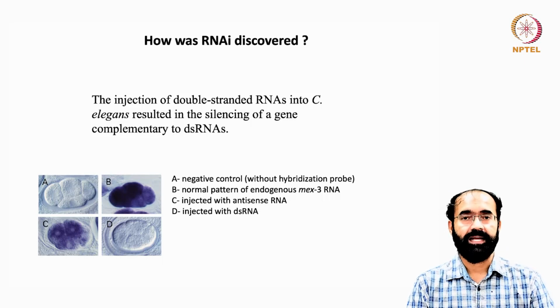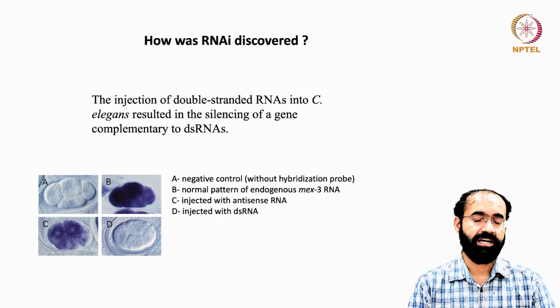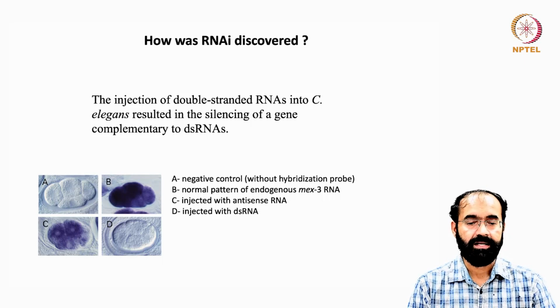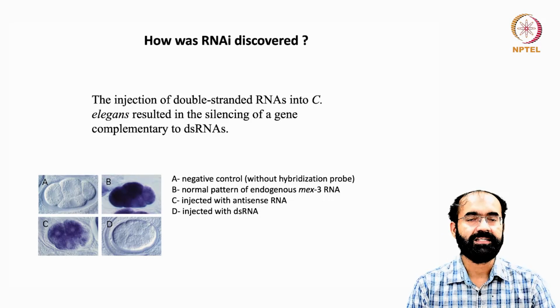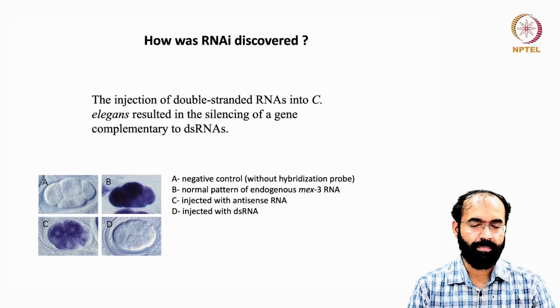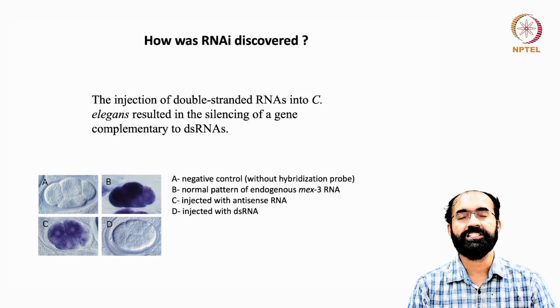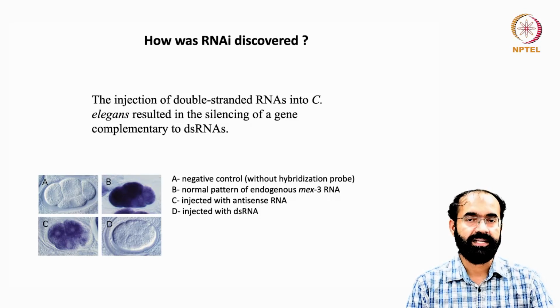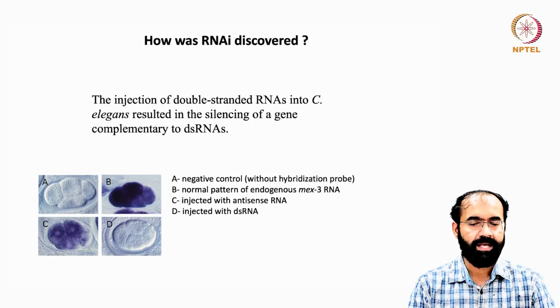So you inject a double-stranded RNA of a given gene, say gene A, against that gene, then you will find gene silencing. Let us see some examples. A is a negative control. When you do an in situ hybridization, if gene expression is not there, you will not see any color reaction, because RNA in situ hybridization is a very powerful technique to study gene expression events. So there is no color reaction because there is no gene expression. Whereas in B, it is the normal pattern of endogenous MEX3 RNA. MEX3 is the name of a gene and it is expressed quite strongly.